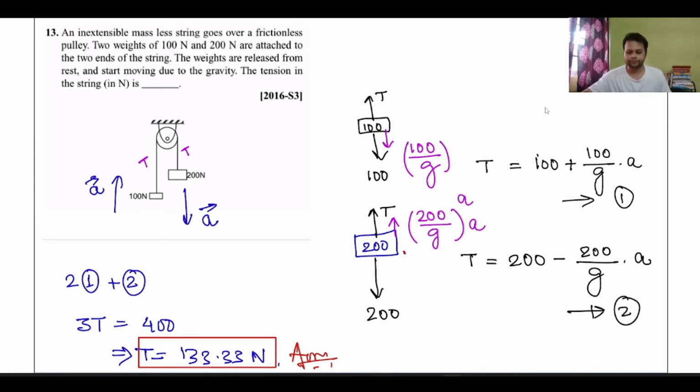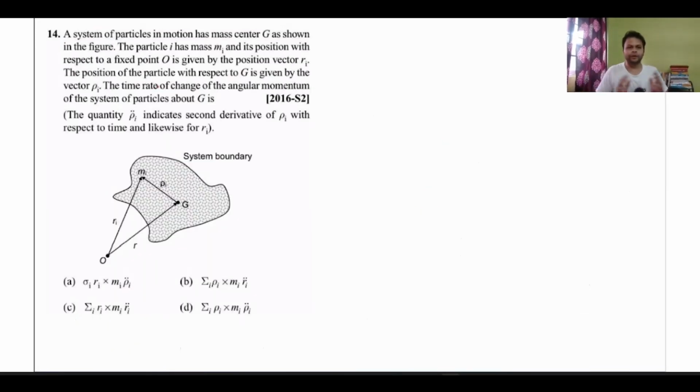I hope it is clear. Okay, let us go through question 14. It's a very fantastic, very conceptual question. Easy question, but very conceptual. It will be very difficult to answer this question without having a very good knowledge of angular momentum.